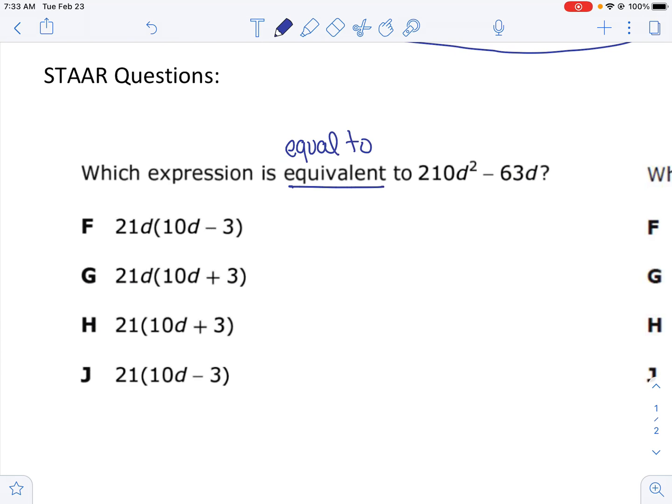So if I notice I have d in both terms, which means I can eliminate H and J because they do not have a d as the GCF. Okay, and then the only thing that seems to change is the sign right here. Well, right now it's a minus sign, and I did not factor out a negative number to change the sign, which tells me the correct answer has to be F. Okay, because of the minus sign.